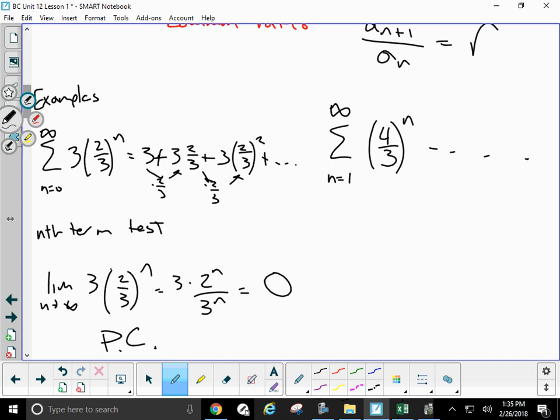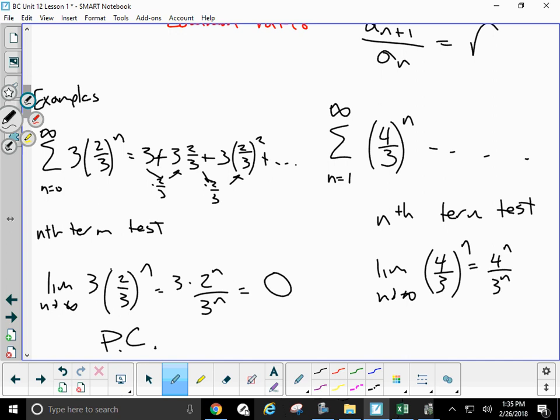Okay, this guy, nth term test. I look at the limit as n approaches infinity of 4/3 to the n. You can write it as 4 to the n over 3 to the n. This approaches infinity. So I'm just going to be adding bigger and bigger terms every single time. So this definitely diverges. Well, after the next little thing we'll talk about, we can actually say this definitely converges.